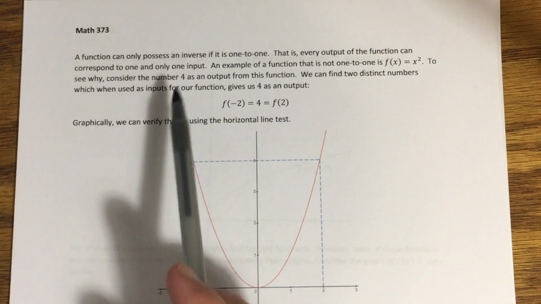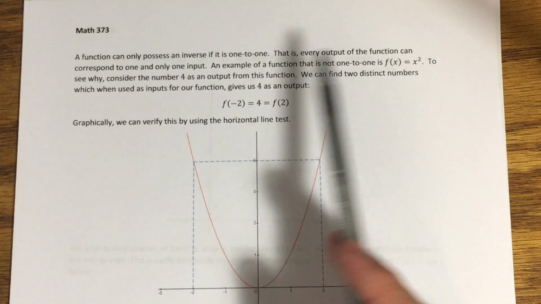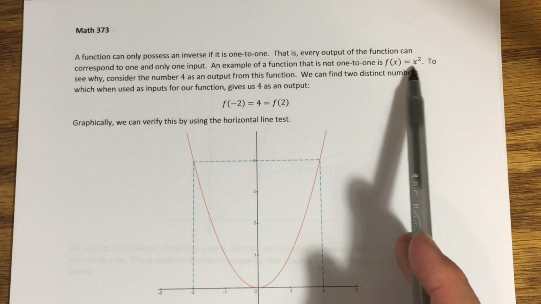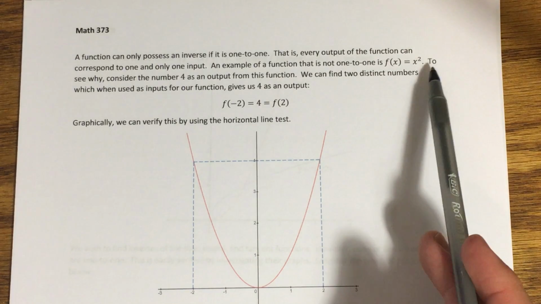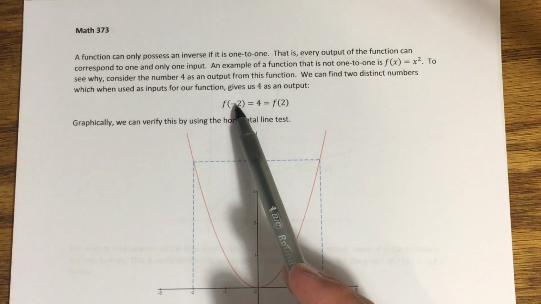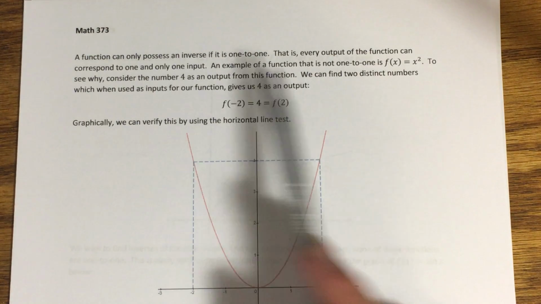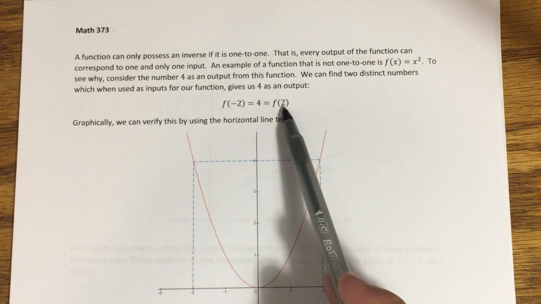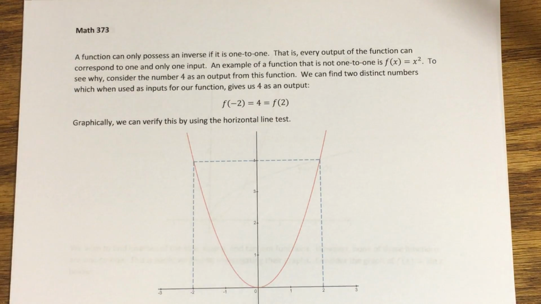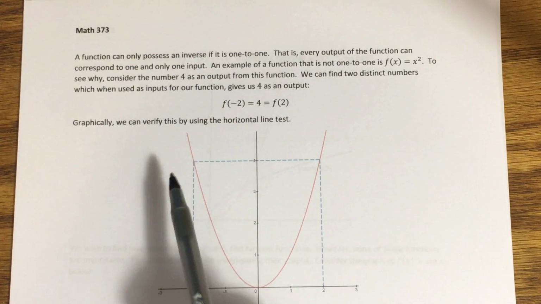If I pick some output, let's just say the number 4, think of that as an output of this function. What input could be used to get plugged into this function and produce a 4? Well, I can actually think of 2 different inputs that would do that: -2 and +2. Because if I square -2, I get 4. If I square +2, I still get 4. That means that 2 different inputs are corresponding to the same output. Therefore, this function cannot be 1-to-1.